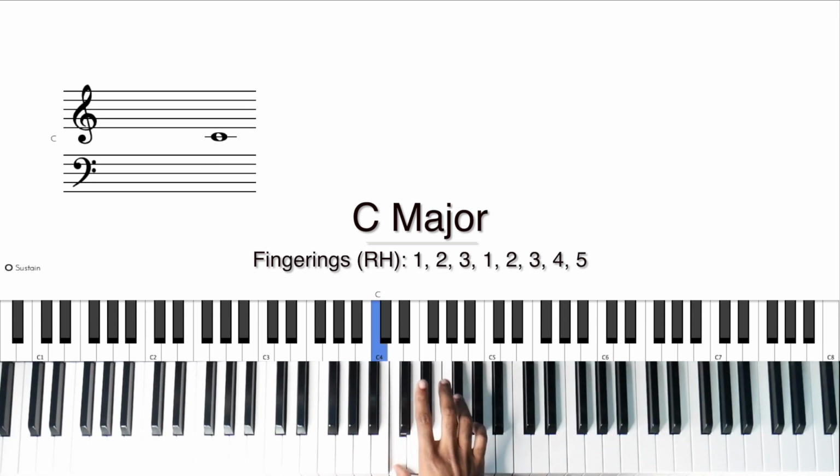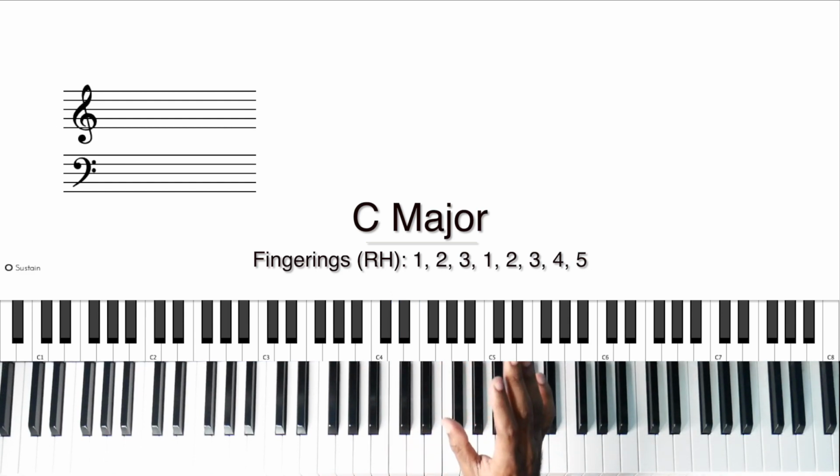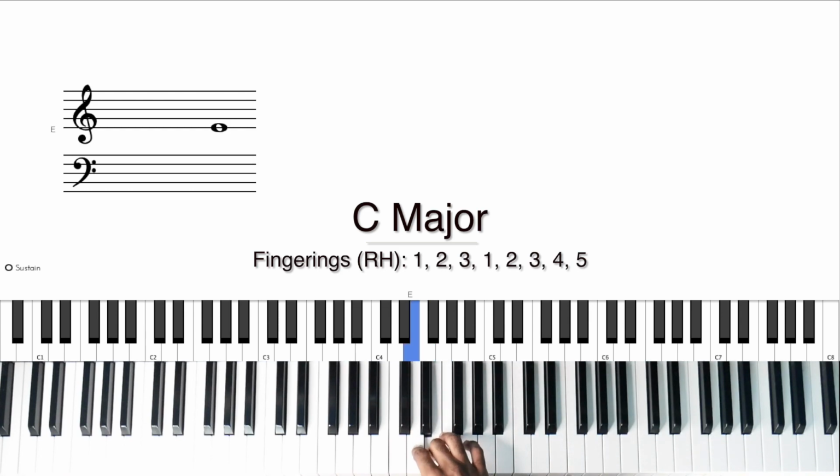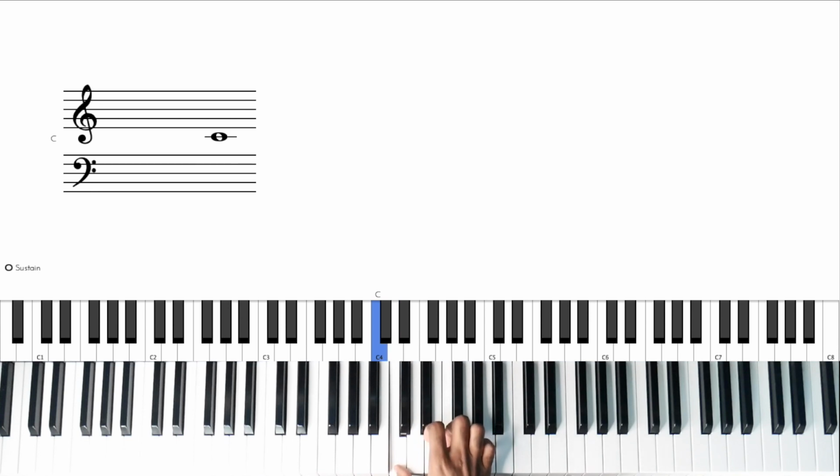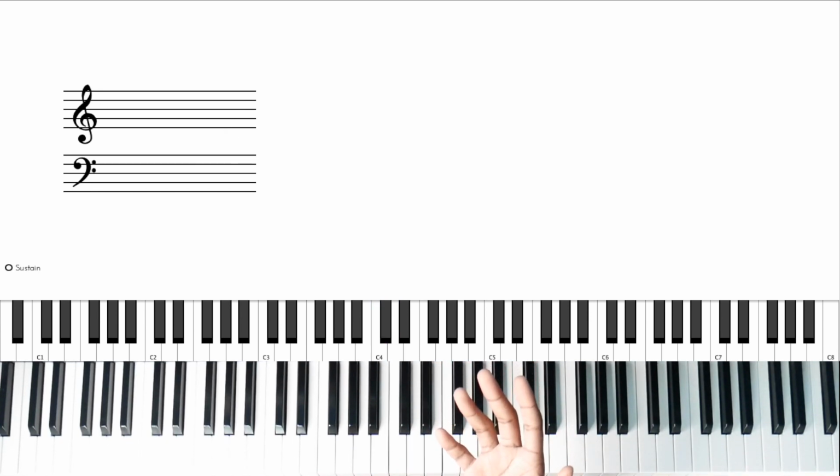1, 2, 3. Now we're going to put the thumb under. Remember, the thumb is 1. 1, 2, 3, 4, 5. That's for the fingerings. To go back down, 5, 4, 3, 2, 1, 3, 2, 1. And that is going to be for your right hand.